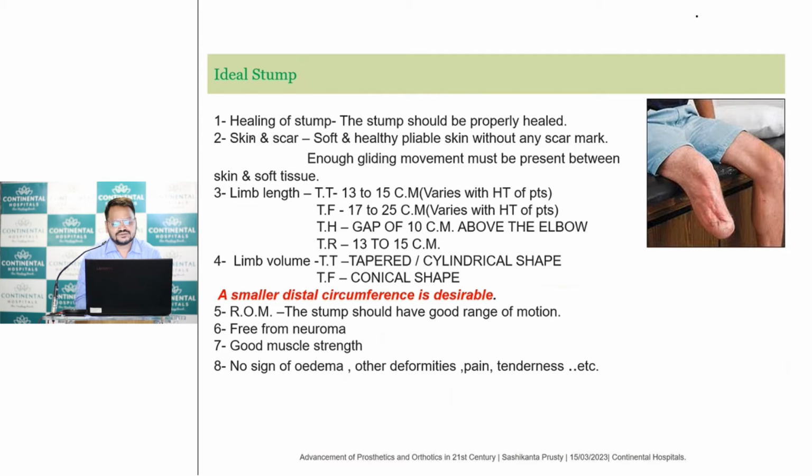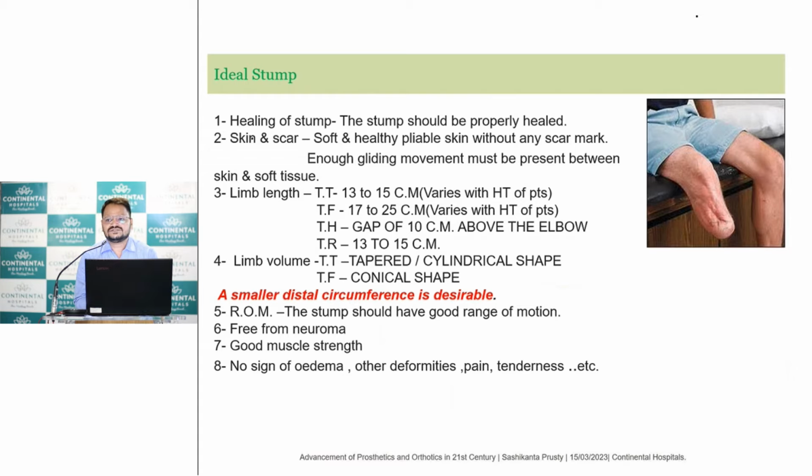Range of motion: the stump should have good range of motion, be free from neuroma, have good muscle strength, and no sign of edema or other deformities, pain, tenderness, etc. As doctors or surgeons, we need to take a call on the right time for prosthetic fitment. For a below knee prosthesis or some kind of partial foot or above knee amputation, normally 6 to 8 weeks after the stitch removal, we can go for a good prosthetic fitment.